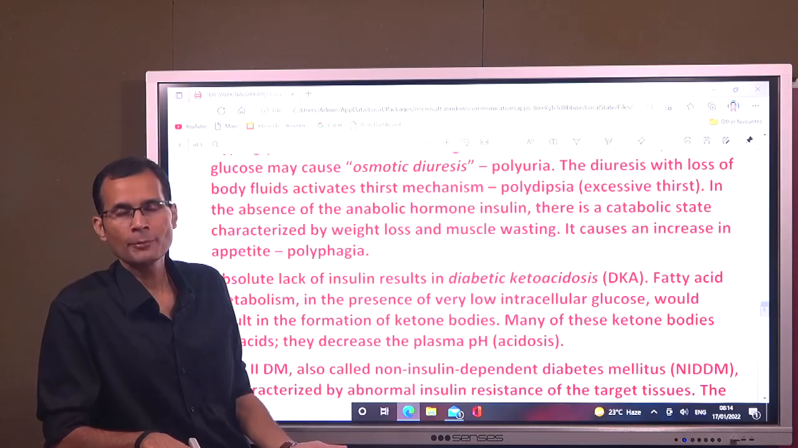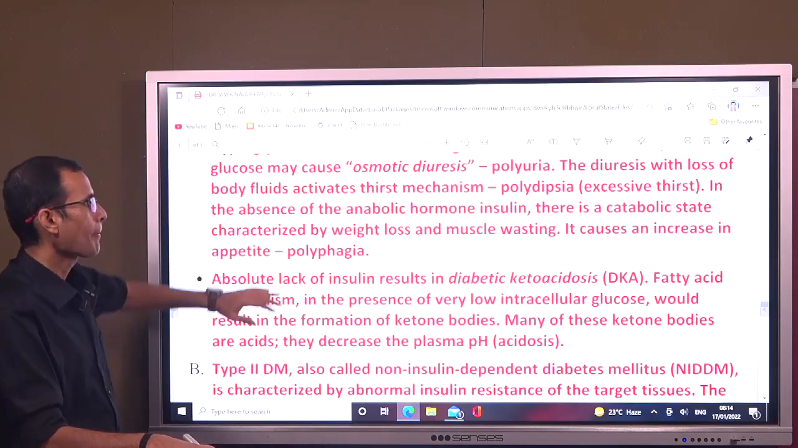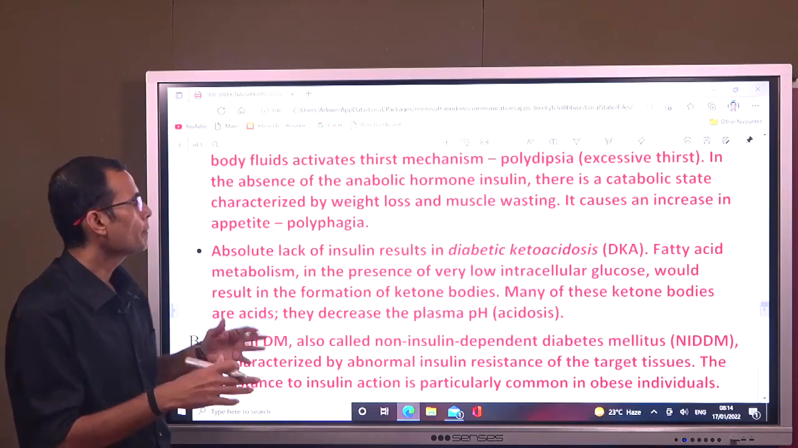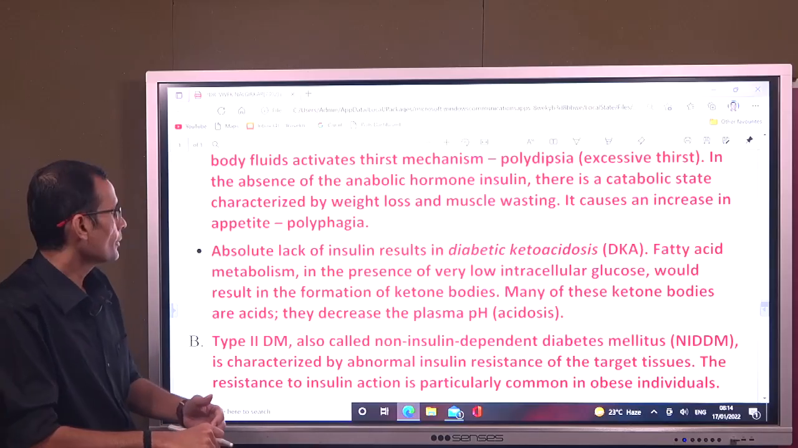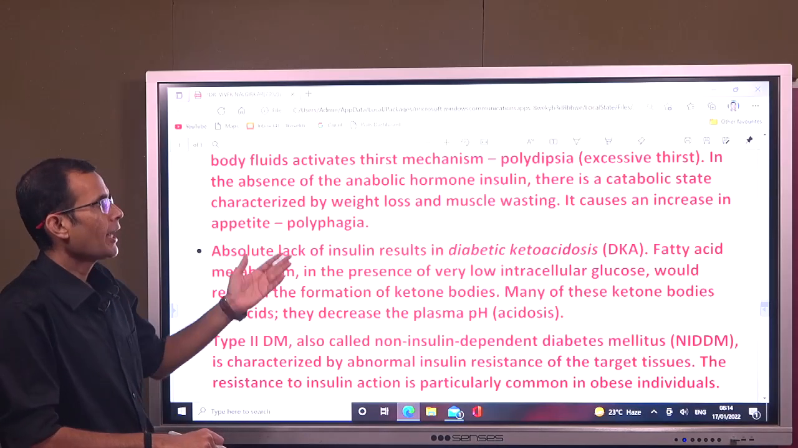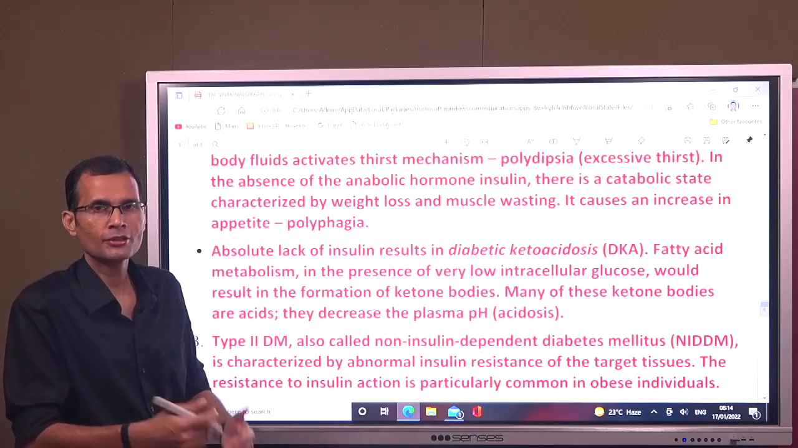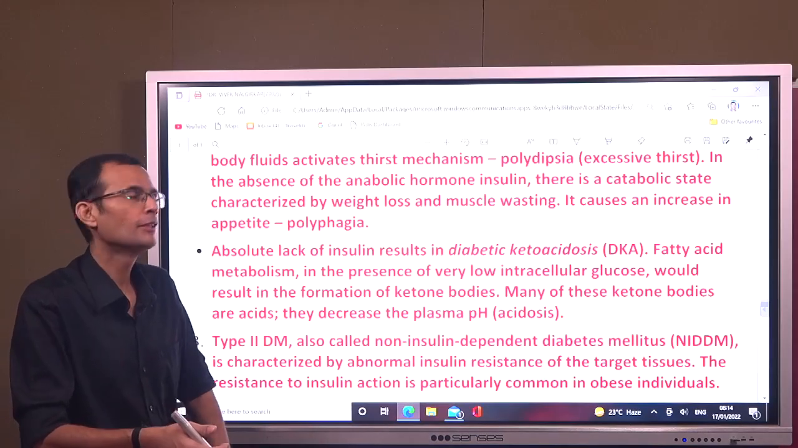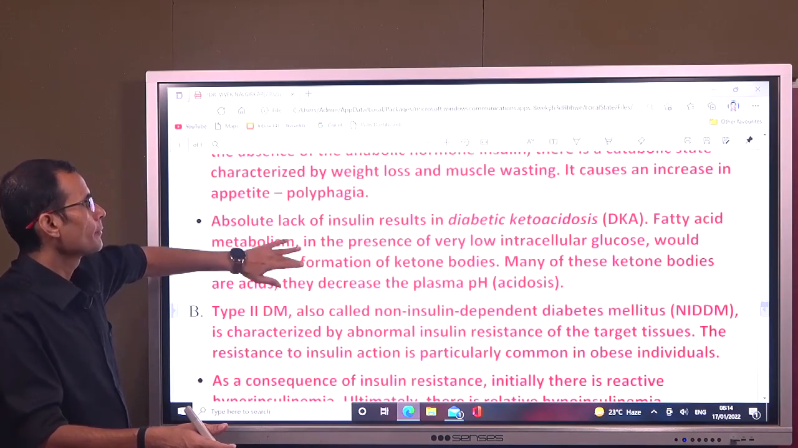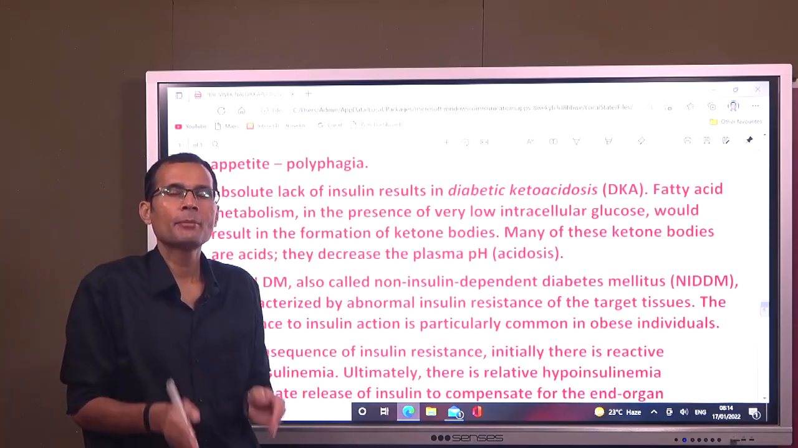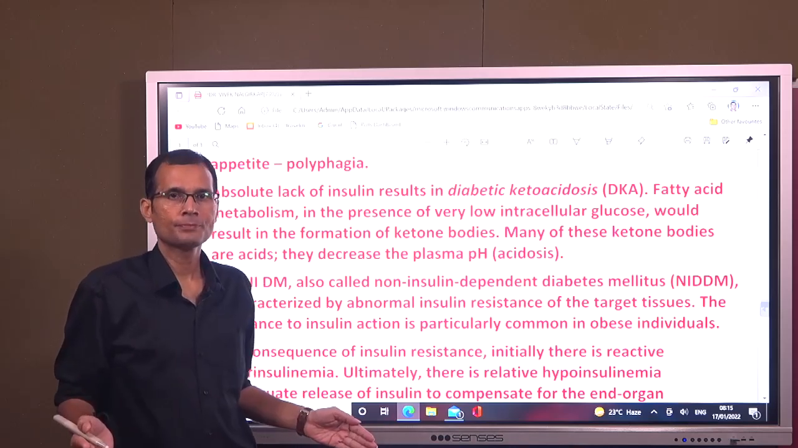Then because fluids have been lost, there is excessive thirst, and as I mentioned, it's a catabolic state, a breakdown state because there is no insulin. Therefore, weight loss and muscle wasting. Yes, no protein synthesis because there is no protein anabolic action of insulin. Muscle wasting. Absolute lack of insulin results in diabetic ketoacidosis.